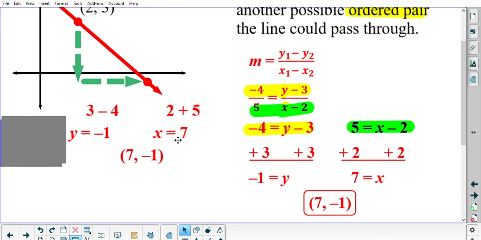Bottom line, you should do some kind of work. Math teachers always want to see your work. So your work doesn't have to look like my work on the right or my work on the left, but it has to look like something. You have to show some kind of work to show me how you got your answer.